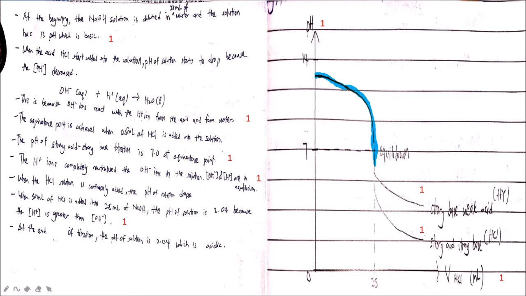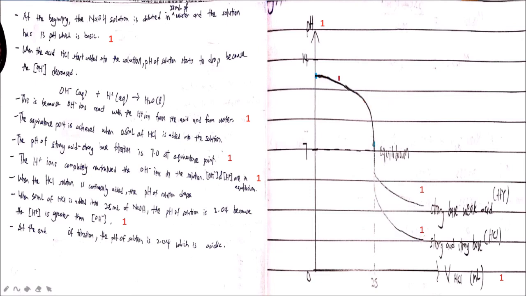And after the value of 7, the acid is continuously added and causes the solution to become acidic. And we know that the equivalence point occurs when the acid added is 25. So we need to draw a line up to the equivalence point and label 25. So now we go into the next part. This is the last part of the question.